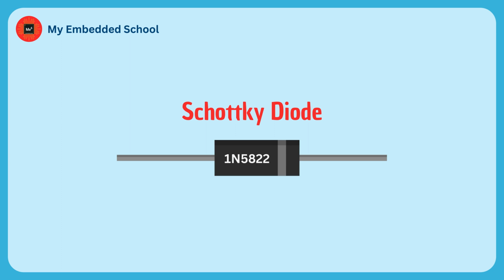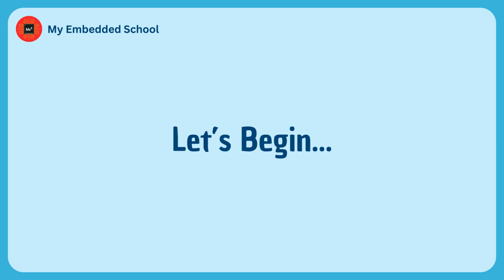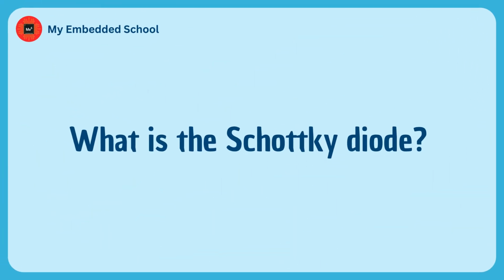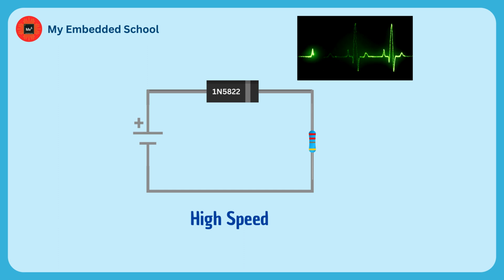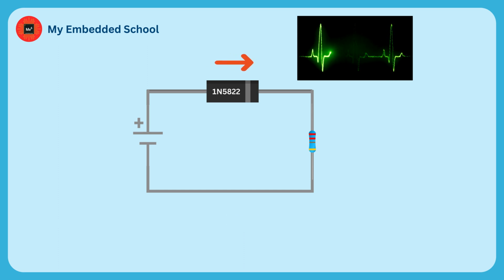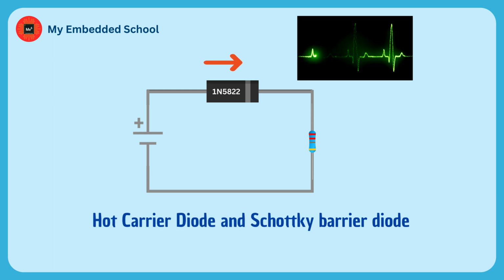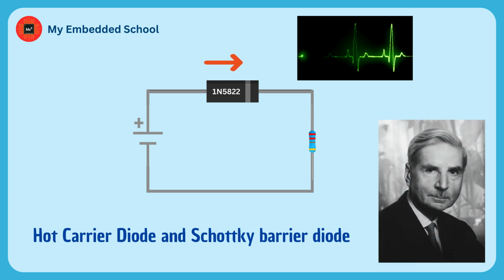In this video, we will learn about the Schottky diode, a unique kind of diode. So, let's begin. What is the Schottky diode? A Schottky diode is a special type of semiconductor diode that has the ability to switch at very high speeds and has a very low forward voltage drop. It's also known as a hot carrier diode or a Schottky barrier diode. They are named after the German physicist Walter H. Schottky, who discovered them in the 1930s.